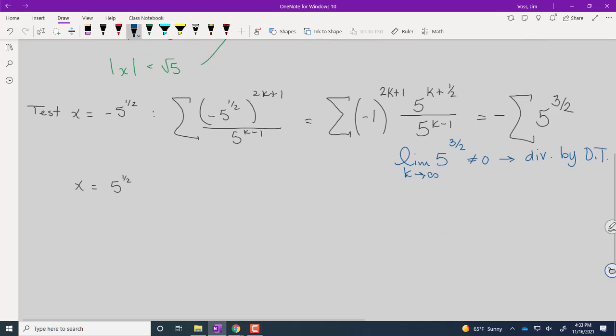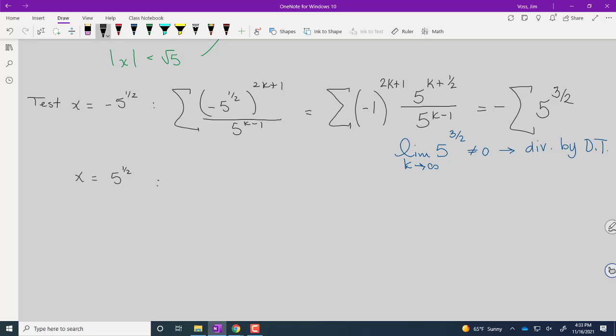All right, let's take a look at this second endpoint. So here we have, instead of a negative 5, we're just putting in a positive 5 to the 1/2, 2k plus 1 over 5 to the k minus 1. So very similar. We're going to try to combine the 5s in a moment. That will be 5. Again, we multiply the 1/2 across, so we get k plus 1/2. And in the denominator, we have 5 to the k minus 1. So once again, we subtract denominator exponent from numerator. We get 5 to the, same thing, three outs.